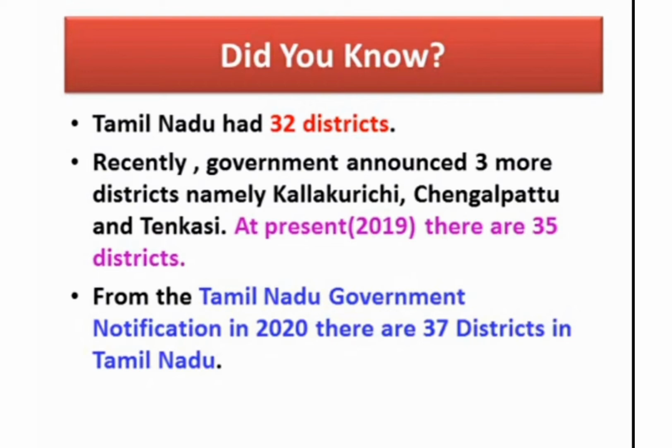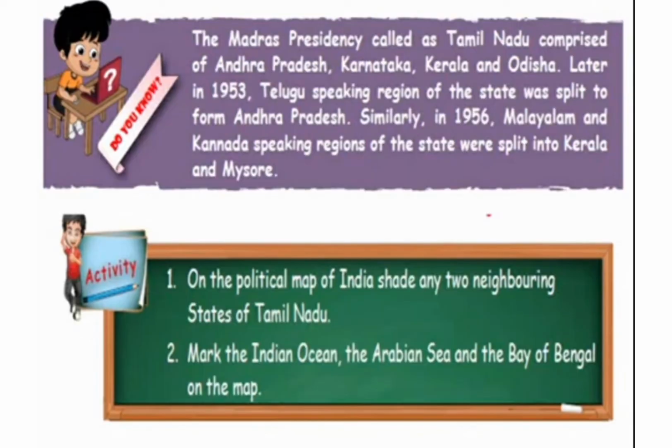Do you know, children, the Madras Presidency, called Tamil Nadu, comprised Andhra Pradesh, Karnataka, Kerala and Odisha. Later in 1953, the Telugu-speaking region of the state was split to form Andhra Pradesh. Similarly, in 1956, Malayalam and Kannada-speaking regions of the state were split into Kerala and Mysore.